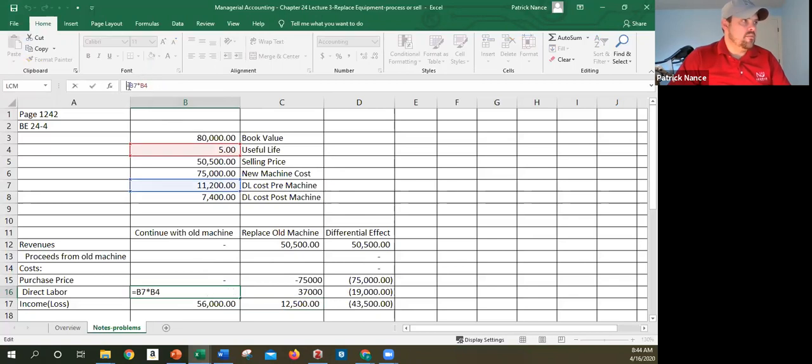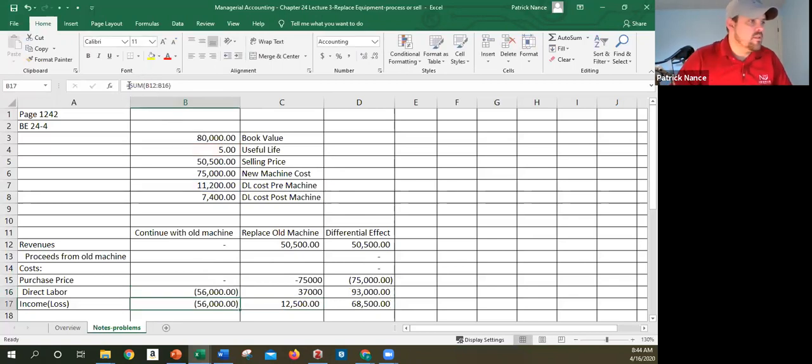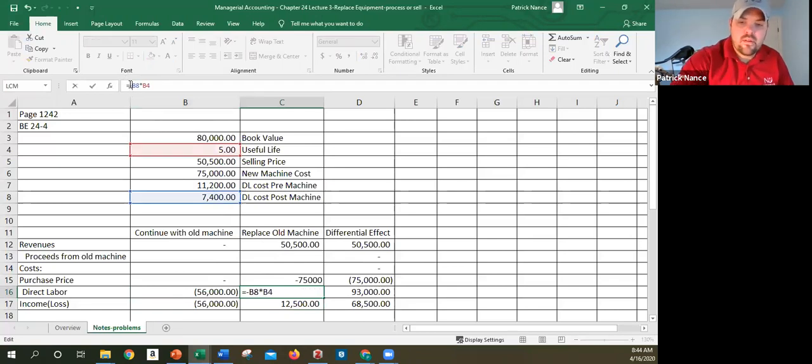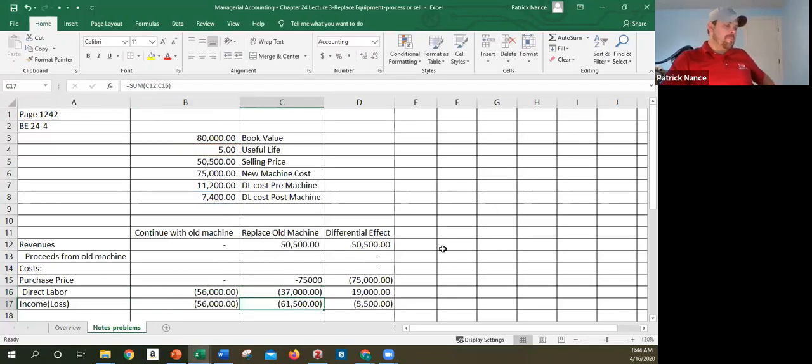These need to be negative. Sorry. Those are costs. Okay, there we go. So the differential effect is $5,500 worth of a loss if I replace the old machine. So in this case, I'd want to continue with the old machine. $5,500 better to continue with the old machine. And that is all for this video.